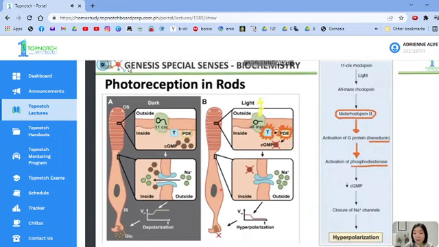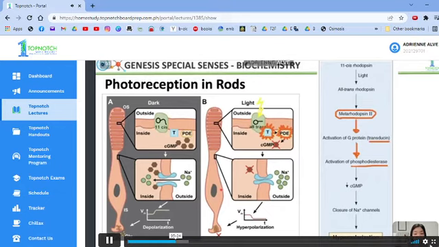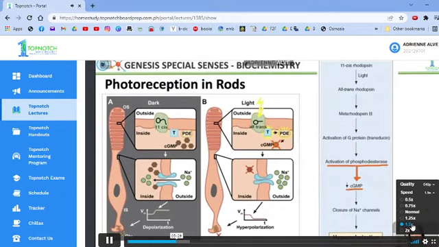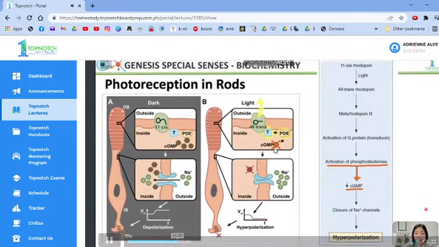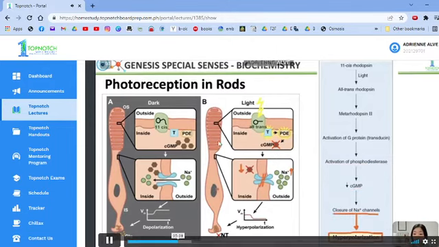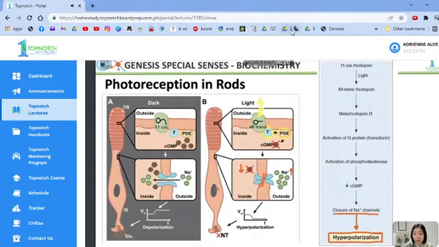Now the meta-rhodopsin 2 activates a G protein called transducin, which in turn activates a phosphodiesterase. So the phosphodiesterase is an enzyme that breaks up the cGMP, so cGMP levels will decrease, and the decreased levels of cGMP will cause closure of the sodium channels, a decreased inward sodium current, and as a result, hyperpolarization of the receptor cell membrane, and increasing light intensity increases the degree of hyperpolarization. So when the receptor cell is hyperpolarized, there is decreased release of neurotransmitter, and that's how the signal is sent to the rest of the optic pathway.